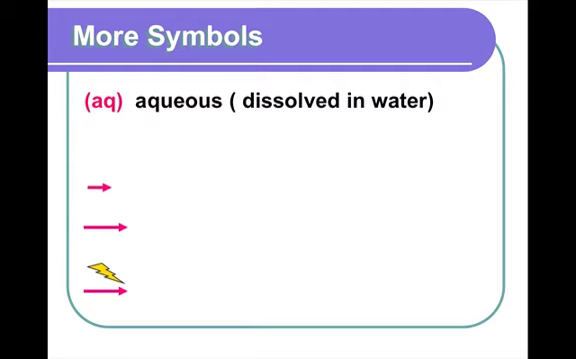AQ stands for aqueous. It means that chemical has been dissolved in water. The water is not necessarily taking part in the chemical reaction, but it had to have water to dissolve the compound so that it could do the reaction. A double-headed arrow like this one means the reaction may be reversible. That means the reactants may form products, but then the products may break down into the reactants again.